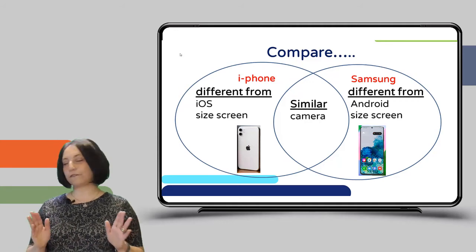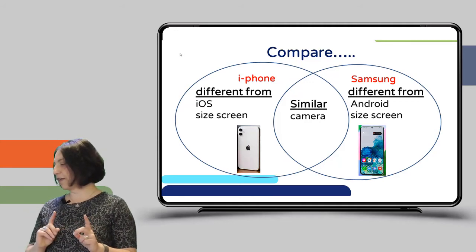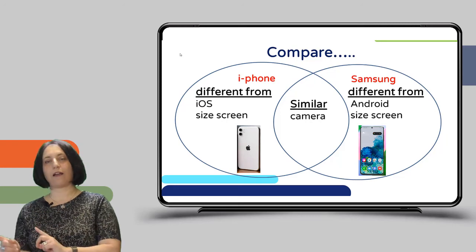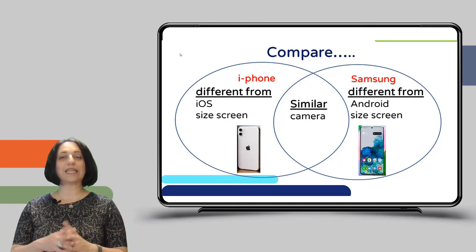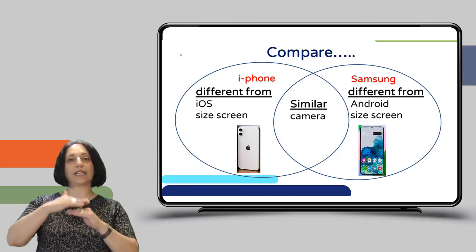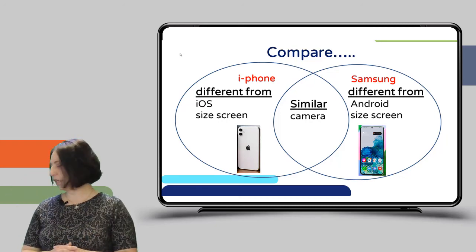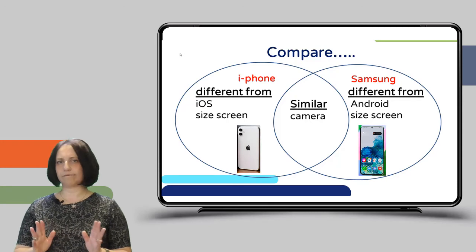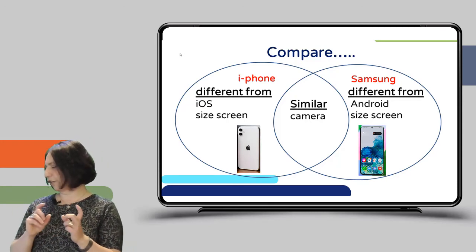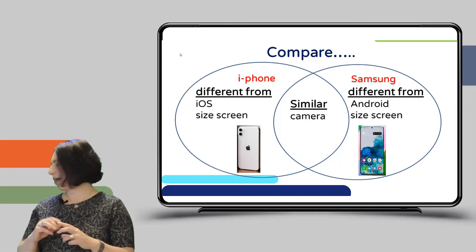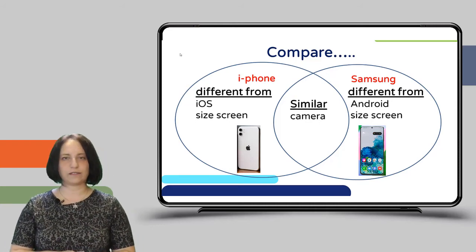But they are different from each other. There is a difference between the iPhone and the Samsung. The size of the screen is different. One screen is bigger than the other screen. And apparently they work differently. One is on iOS and another one uses Android.